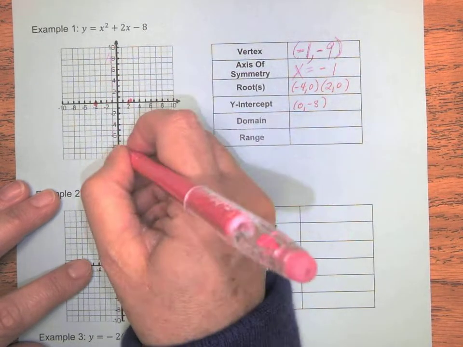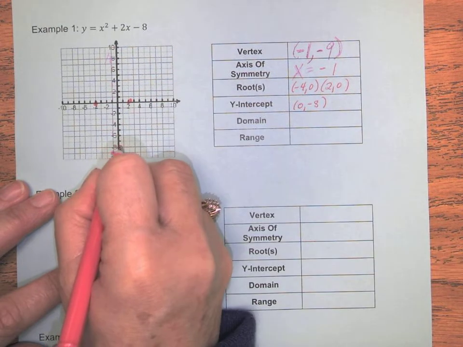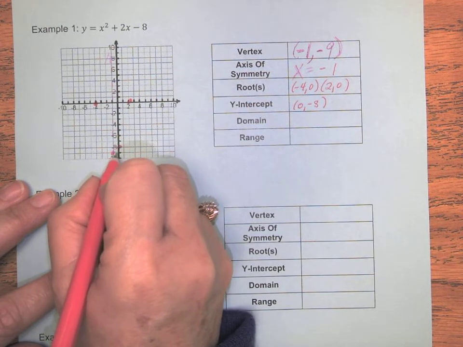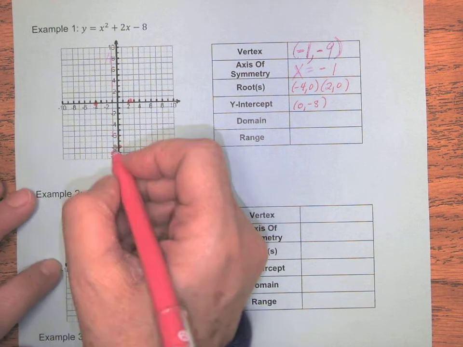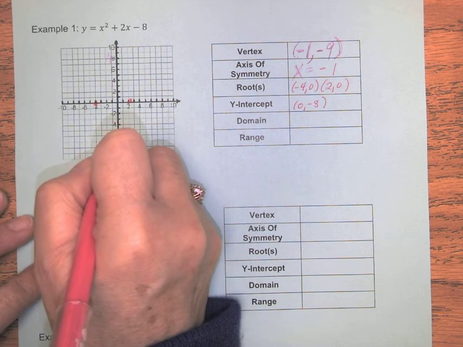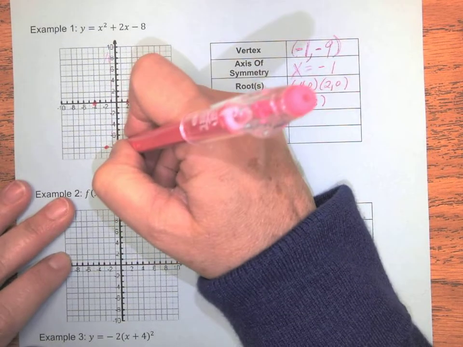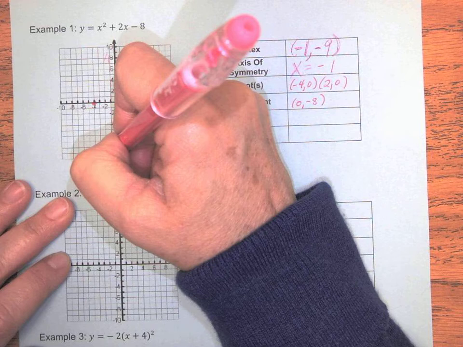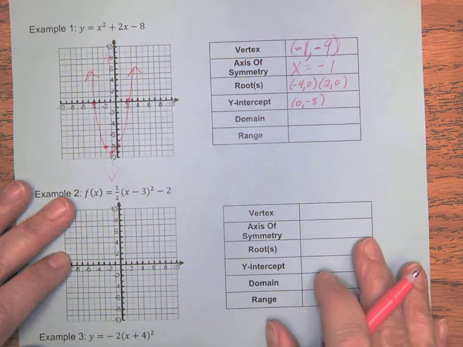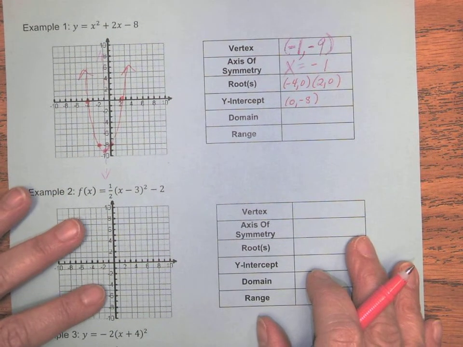So 0, -8. Now, if there's a point here, 1 away from the axis of symmetry, then there has to be a symmetrical point here, 1 away. Let's draw our parabola. We have enough points to draw it now. Still looks like a deer to me.